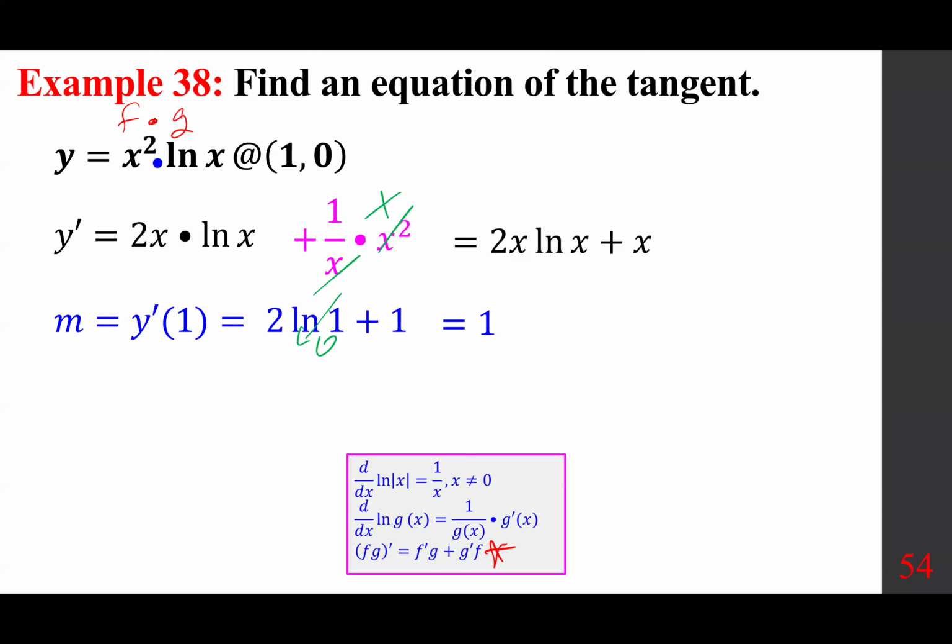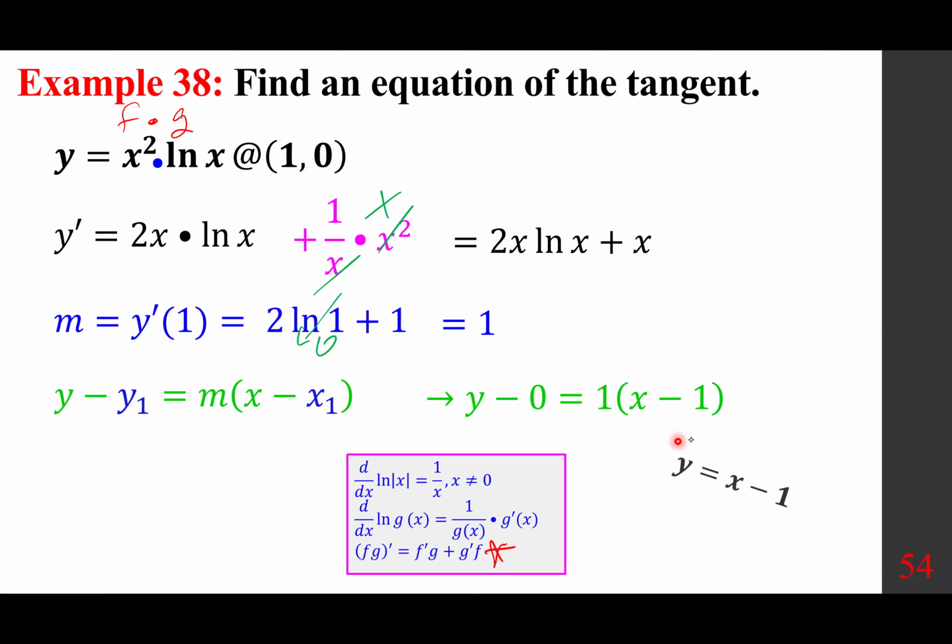Now, please notice, and that's important, this is not the y-intercept. If it were 0, 1, it would be the y-intercept. In fact, this is the x-intercept. So we will use y minus y1 equals m times x minus x1. That means y minus 0 equals 1 times x minus 1. And of course, this has no bearing. This becomes the same thing. Y equals x minus 1 is the equation of a tangent line.